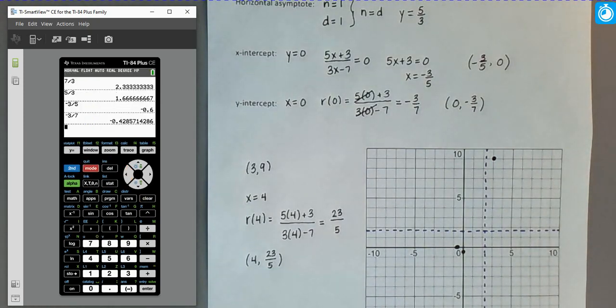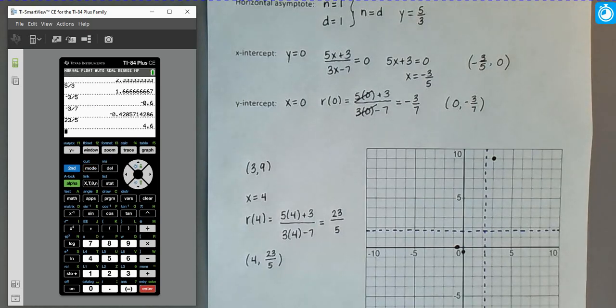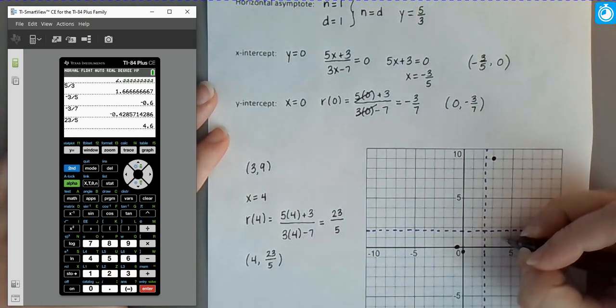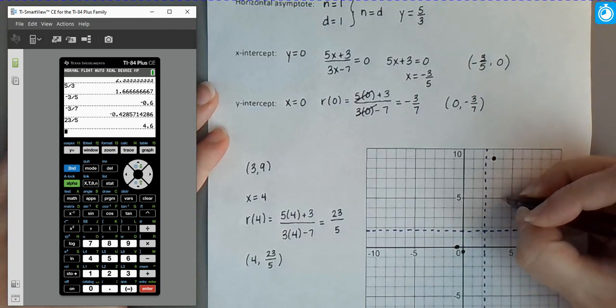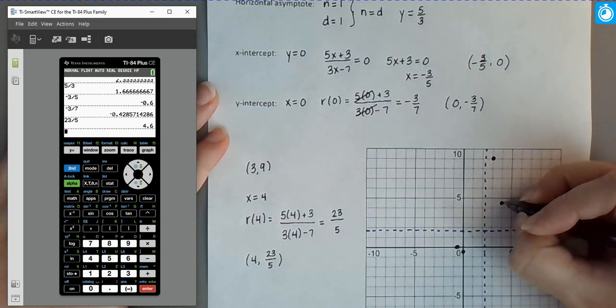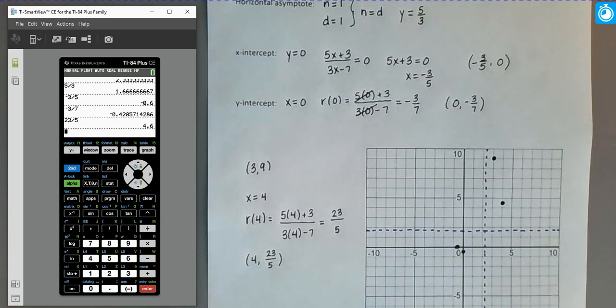So we'll quit, we'll get out of there. 23 divided by 5 is 4.6. Okay, so 4.6 is on our graph. So 4, 1, 2, 3, 4, between 4 and 5, a little bit closer to 5, and there's our point. Okay, so we have 2 points to the left of our vertical asymptote.